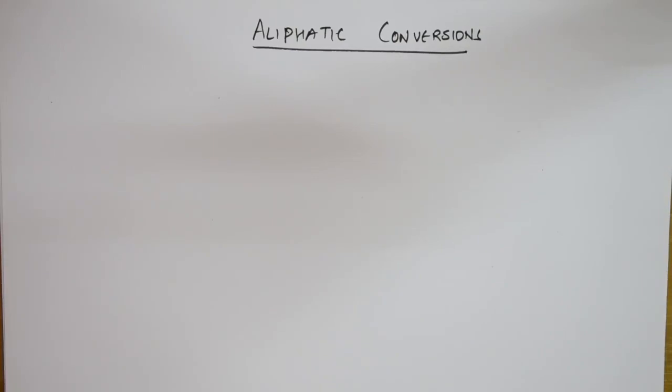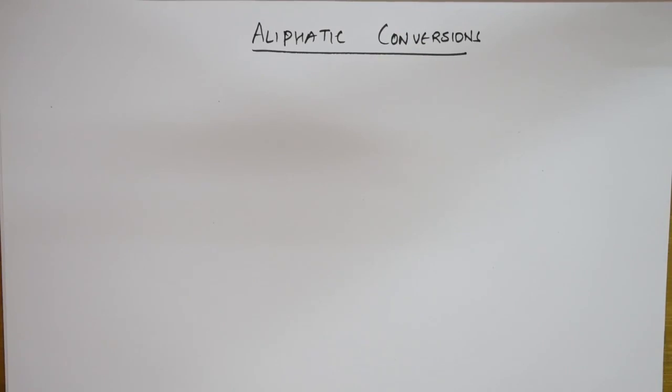Now let us start with aliphatic conversions. In aliphatic conversions, you need to be a little bit tricky. It is easy. I'll be using Markovnikov's rule more frequently. I'll show you. I'll be adding nitration. Okay, I'll show you all those. Let us start first with aliphatic conversions.